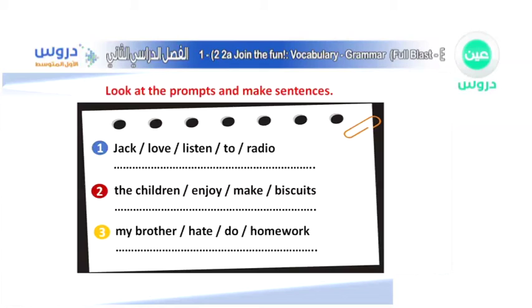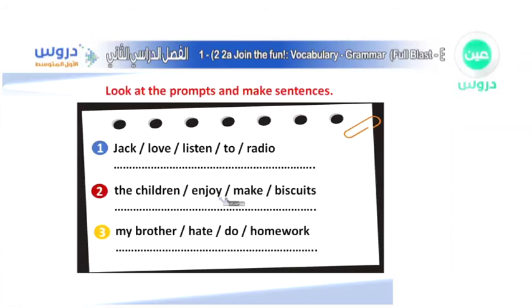Okay, so this is the first sentence. It's about Jack, and Jack loves listening to the radio. That's right, because it's something about him. He is expressing his feelings about something. What is that? That he loves listening to the radio.